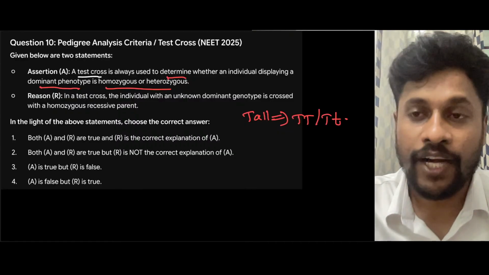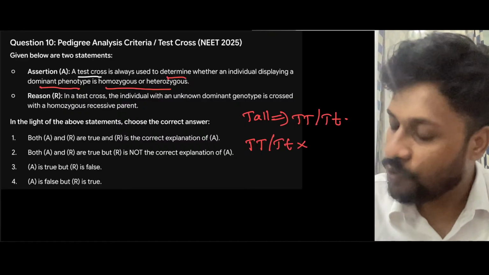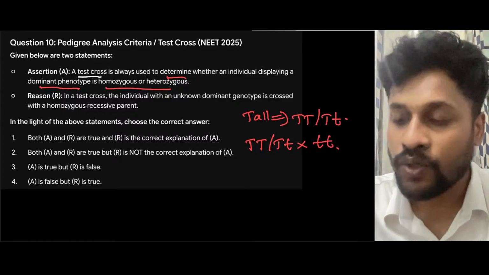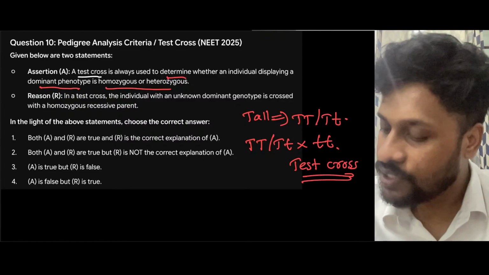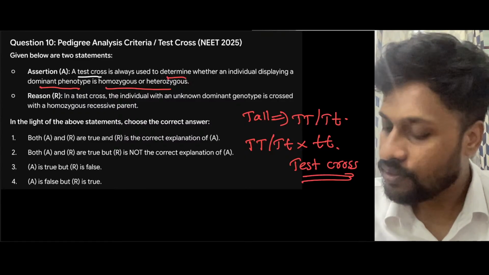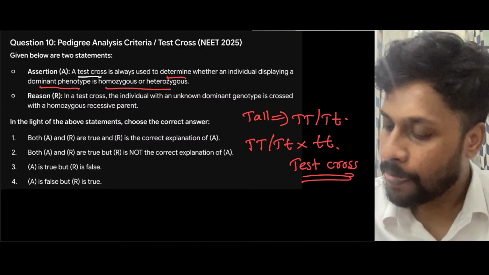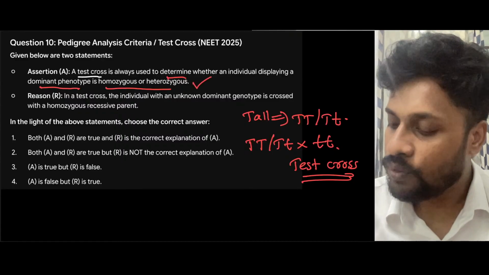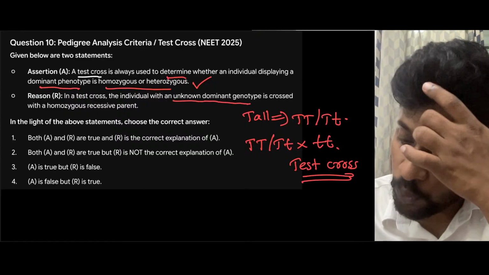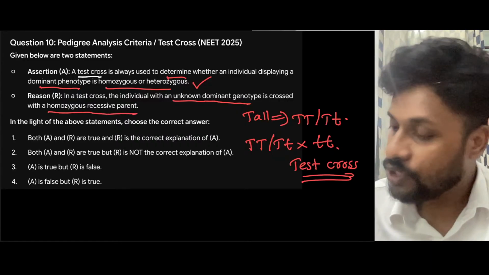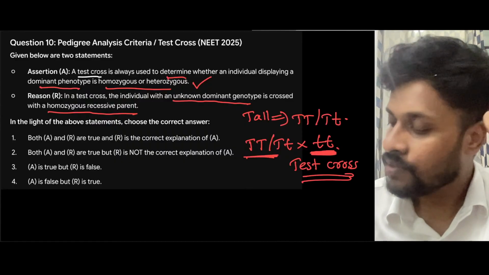So what can we do? We can do a test cross. What is a test cross? We will cross these two with the small t, right? This is called a test cross. So a test cross is used to determine the genotype of the unknown. Yes, it is true. Now, reason: in a test cross, the individual with the unknown dominant genotype is crossed with the homozygous recessive parent. Yes, true. See, here we are crossing with the homozygous recessive parent. This is the unknown. So this is true.